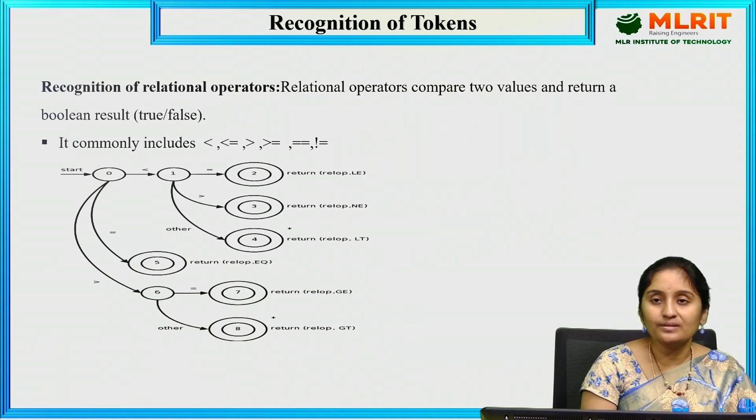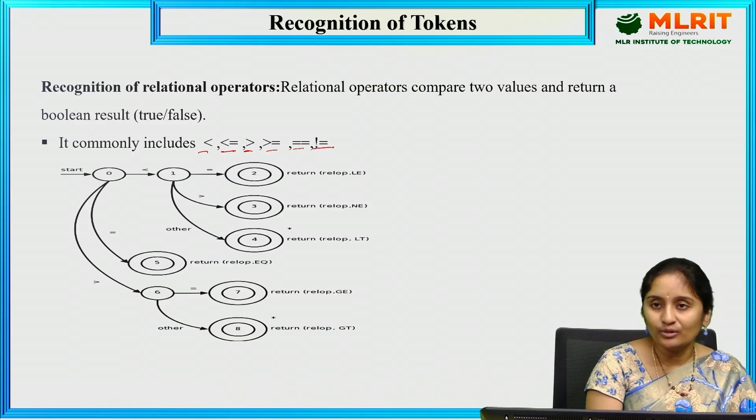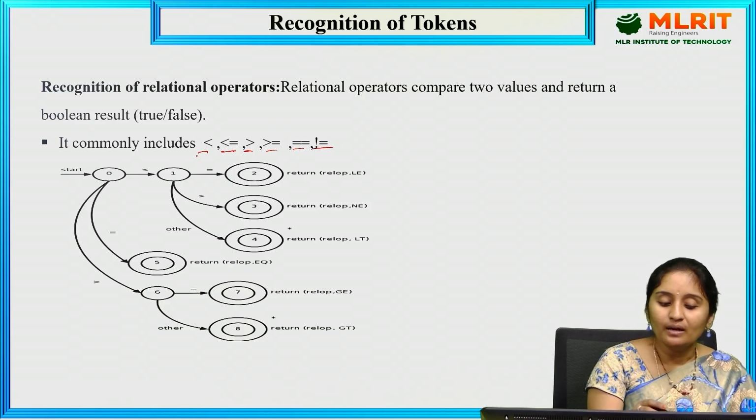The next topic is recognition of relational operators. There are different relational operators. They are used to compare two values and find out whether the result is true or false, or whether to execute the loop or not. They commonly include less than, less than or equal to, greater than, greater than or equal to, double equal to, and not equal to.